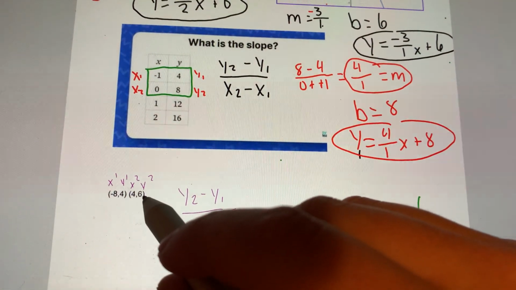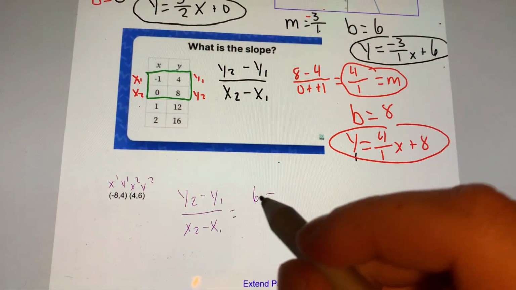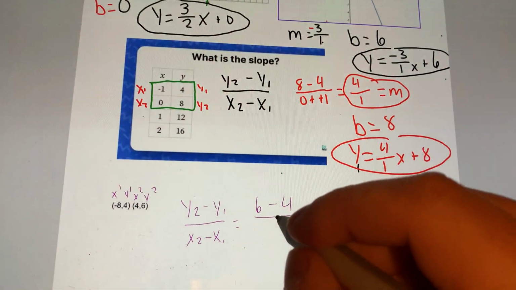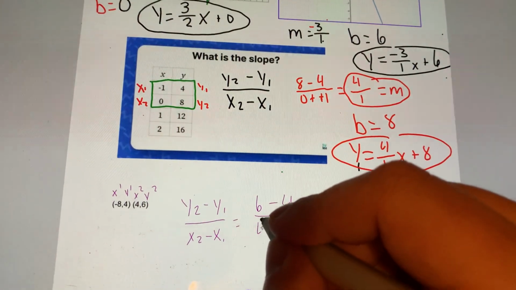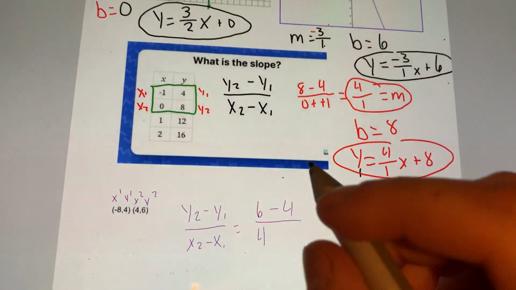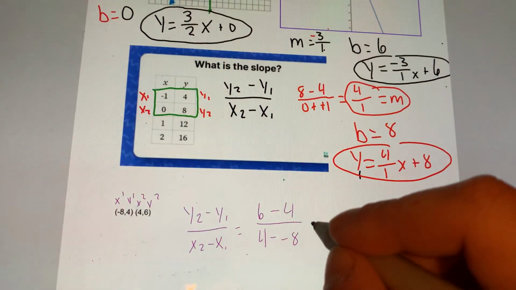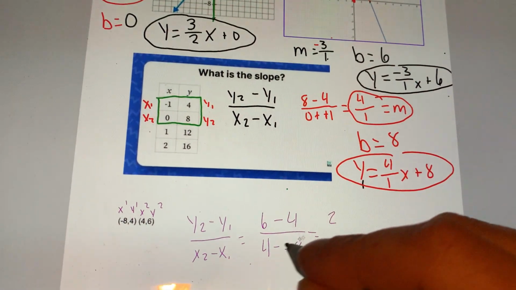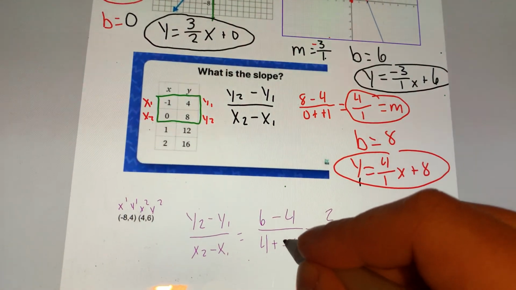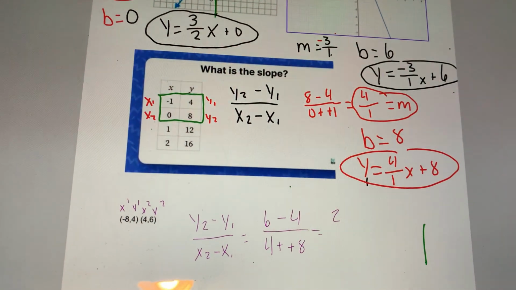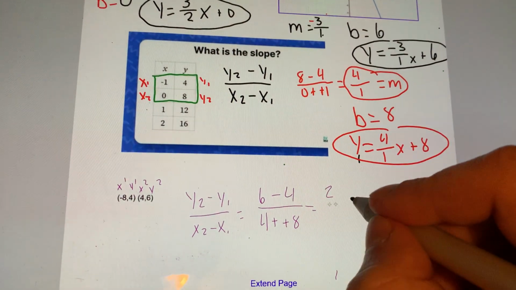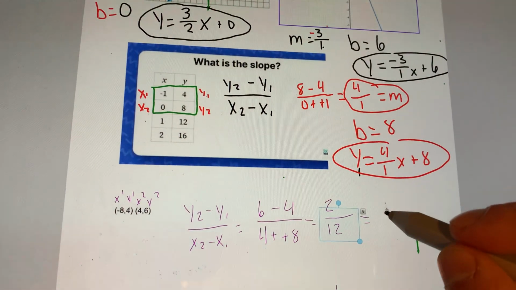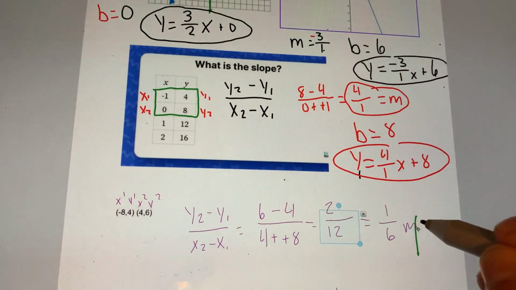My y2 is 6, so I'm going to go 6 minus. My y1 is 4, so 6 minus 4, over x2, which is 4, minus x1, so minus -8. 6 minus 4 is 2. And then 4 minus -8, again, subtracting a negative is like saying we're adding. So 4 plus 8 is 12. 2 over 12 can be simplified down to 1 over 6.